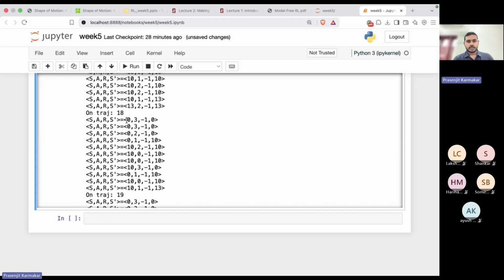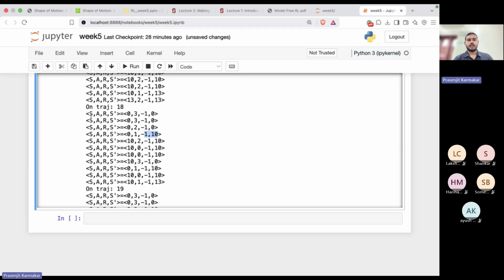So it starts with 0, takes action 3, gets a reward of -1, reaches 0. That means action 3 is something like left, right? It hits the wall and just moves to 0. Then again it takes action 3 and reaches the same state. Then takes action 2, reaches the same state. Takes action 1, it reaches the 10th state, right? So this is how the environment progresses.